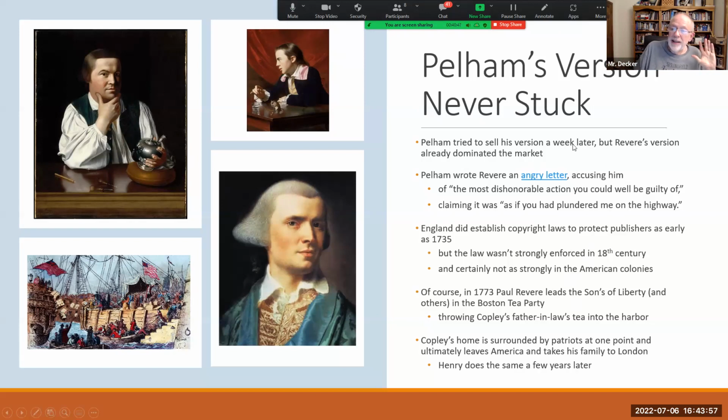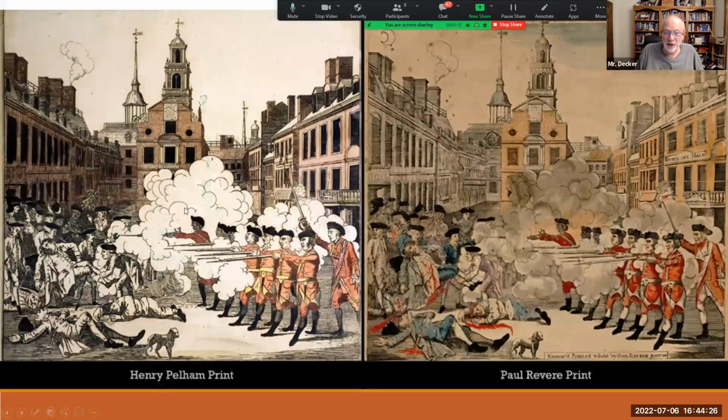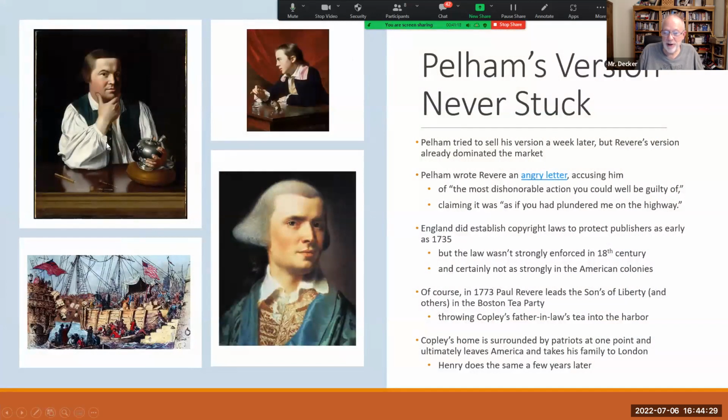Of course, this was 1770. Three years later, in 1773, Paul Revere and 116 of the Sons of Liberty and some others have the Boston Tea Party, throwing Copley's father-in-law's tea into the harbor. So we have this complete mixture. Here's Paul Revere, his painting done by Copley. Here's Copley's half-brother, Henry, who did this original sketch of the Boston Massacre. Revere plagiarized it. Three years later, he throws his father-in-law's tea into the drink. I mean, what connections here?